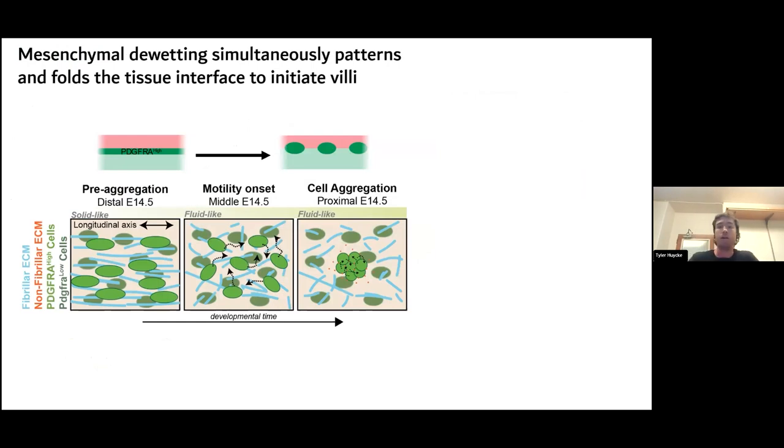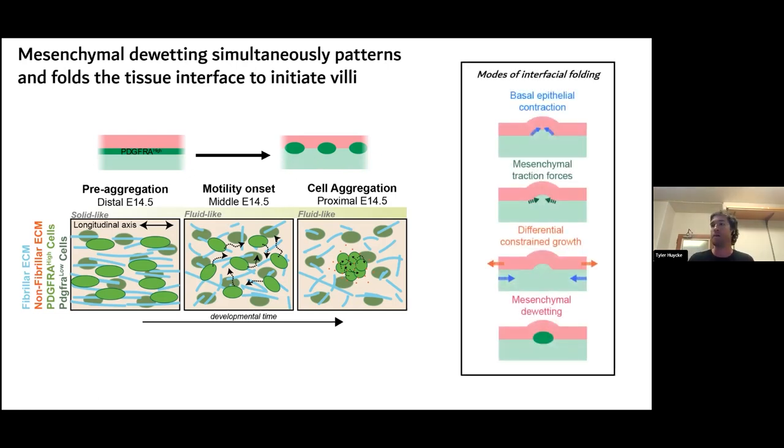So to bring it all together, we think that the initiation of villi is a result of what we're calling active mesenchymal dewetting, where a sheet of PDGFR-high cells breaks up into a series of droplet-like aggregates to try to minimize their surface-to-volume ratio, and in doing so, generates curvature at the interface through high surface tension, which itself is a product of the high cohesion of the aggregates. And so we think this, among these other motifs of ways to pull the tissue, is a new way to pull the tissue that invokes the active properties of a subepithelial population of cells.